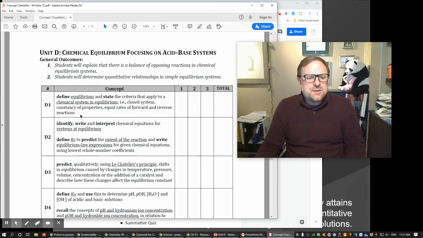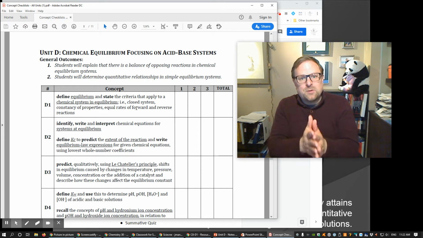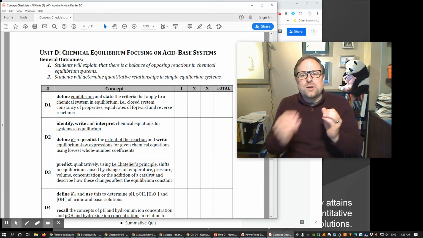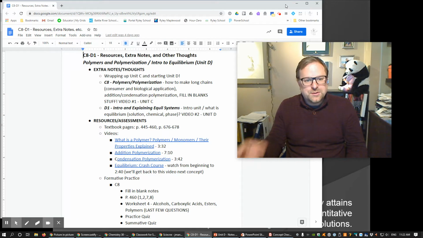For this video lesson, we're focusing on concept D1, which has us defining equilibrium, what it is, and we should have a good definition already because in any course that you've done with me, we've talked about equilibrium at some point. And then we're going to state the criteria that apply to a chemical equilibrium system. So, for example, it's got to be a closed system. There's got to be constant properties, equal rates of forward and reverse reactions. In other words, we're going to generally define what a chemical equilibrium is, and we're going to compare it to some other kinds of equilibria that we've talked about in other courses.